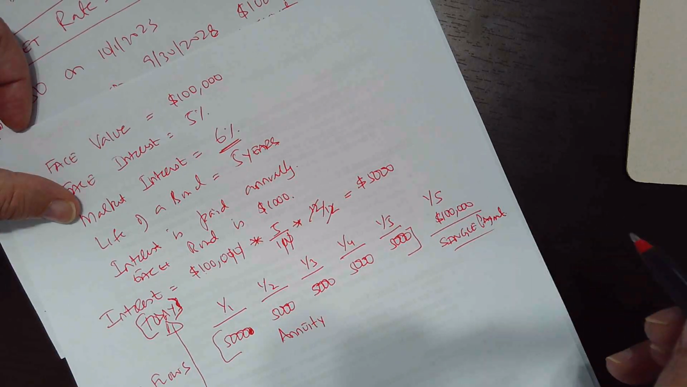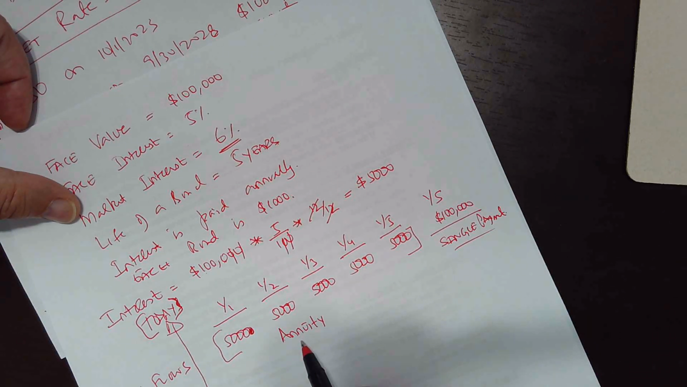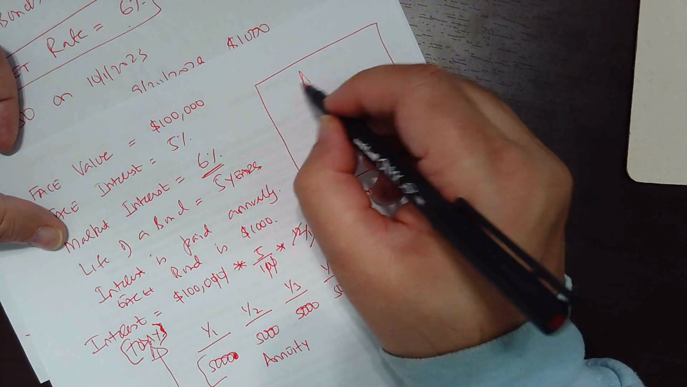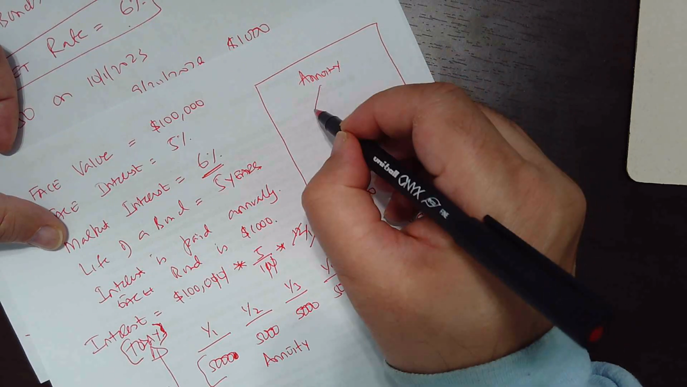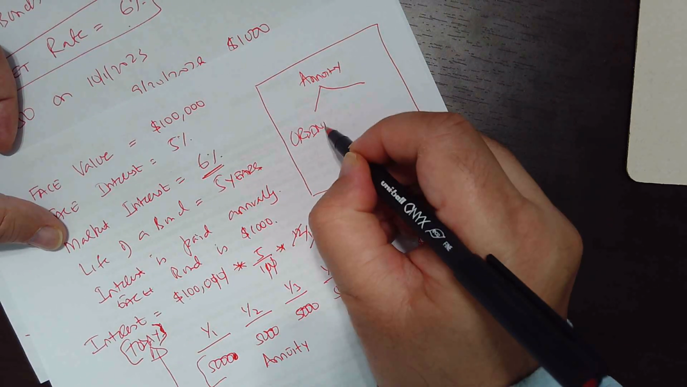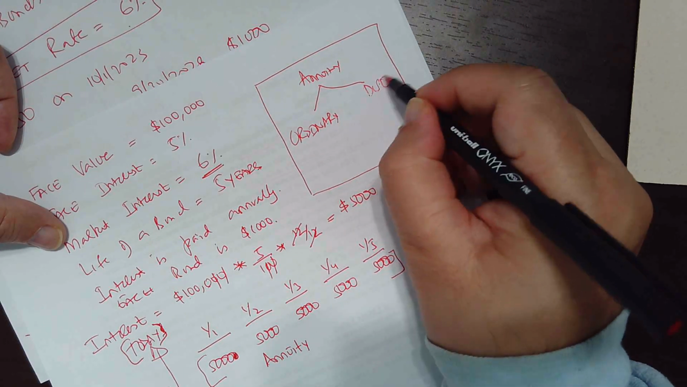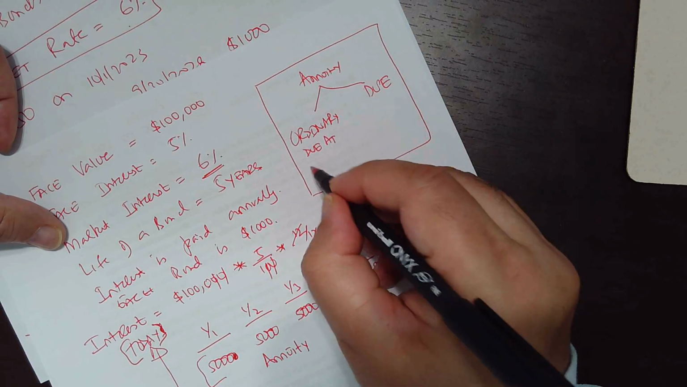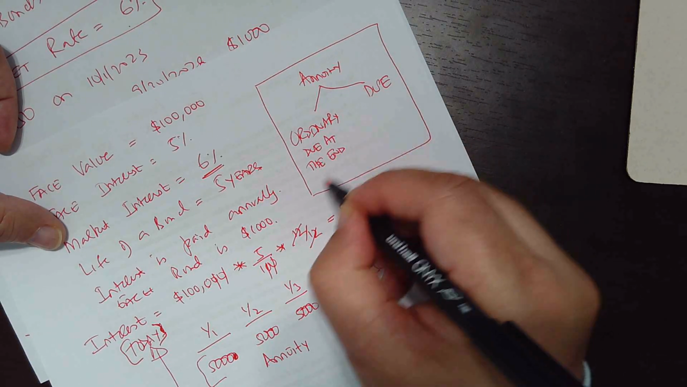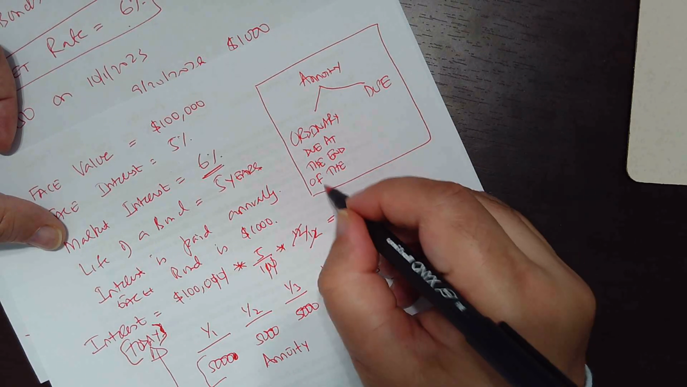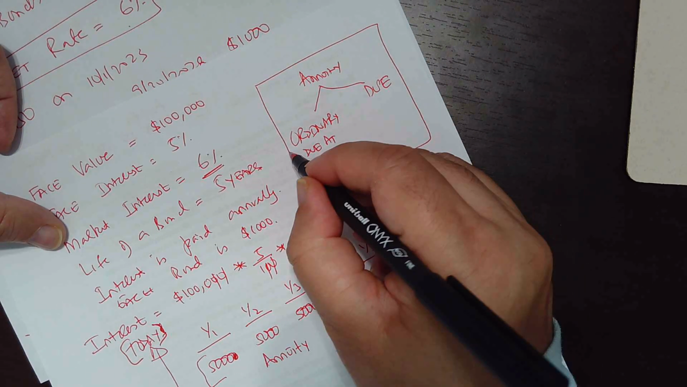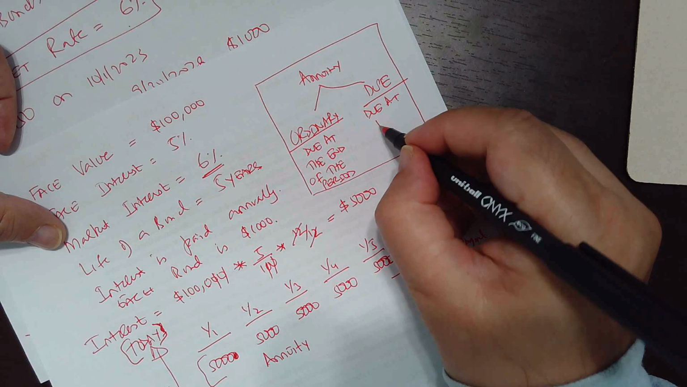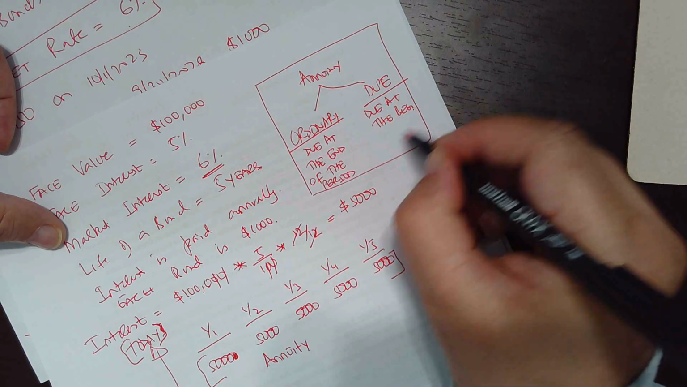Okay, so I'm going to give you one more thing about annuities. There are two kinds of annuities: ordinary and due. Ordinary annuity means due at the end of the period. That's the definition of ordinary. The due means due at the beginning of the period.